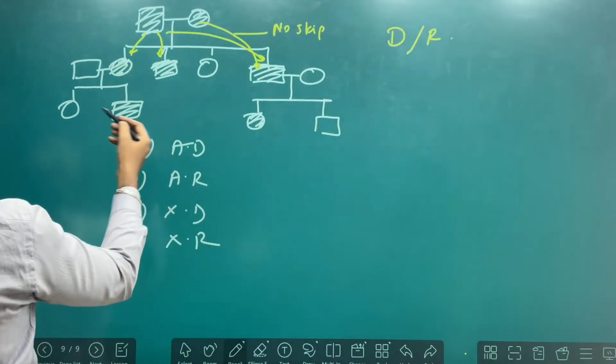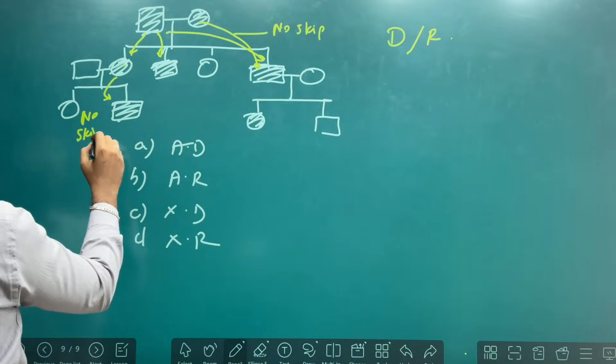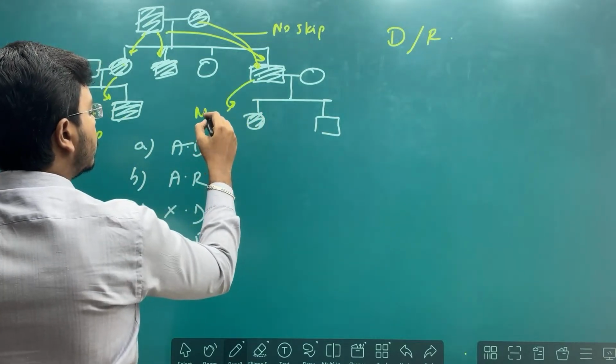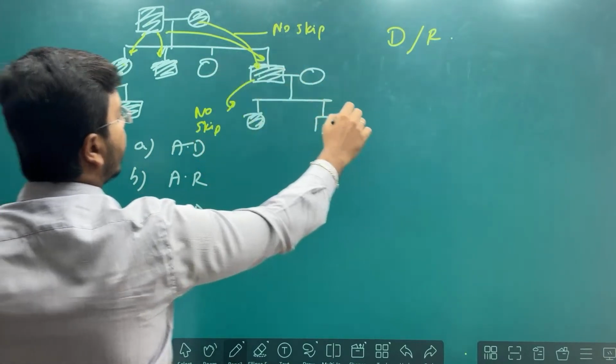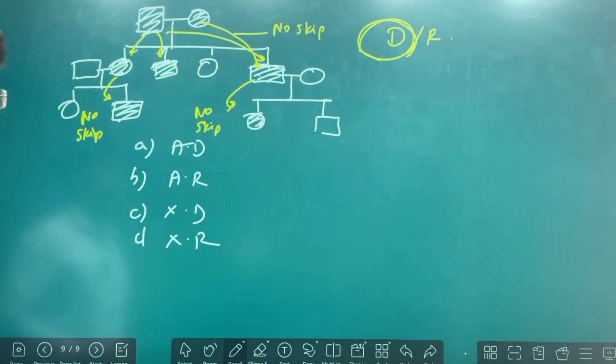Again, what is here? Here the disorder has come, no skipping. From here to here the disorder, no skipping. So there is no skipping. So it is dominant. This one is dominant.